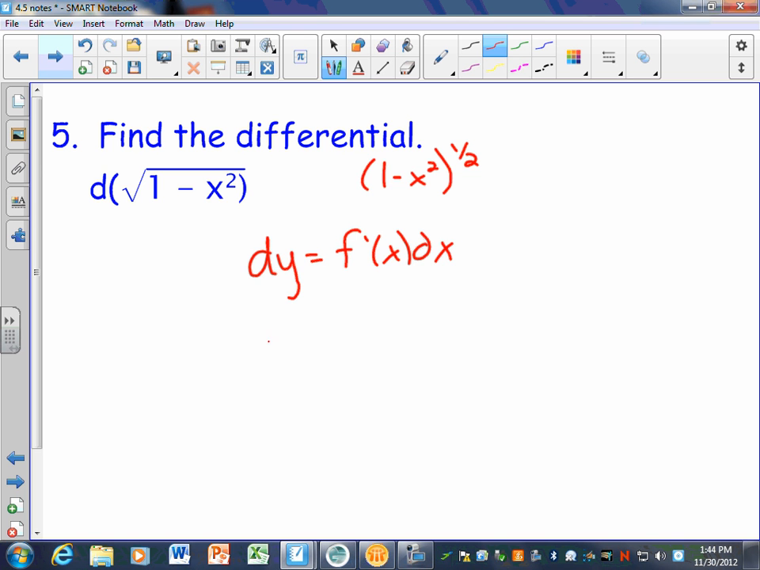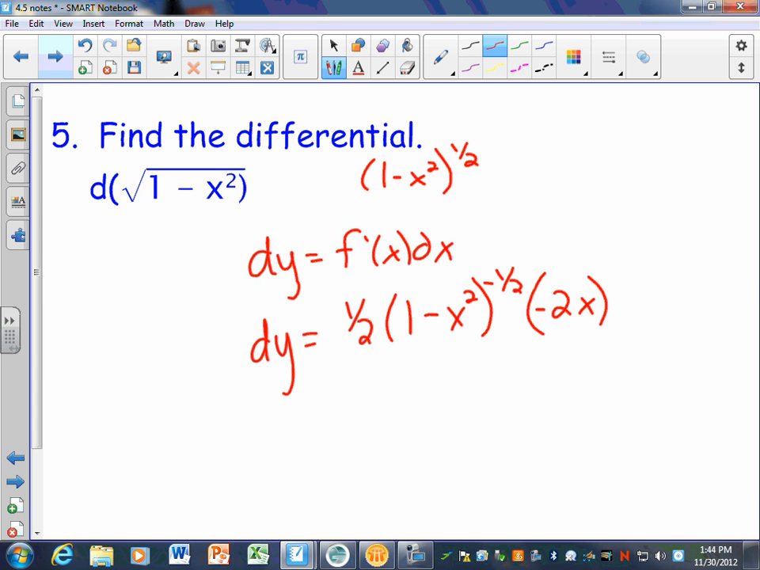So my derivative, again, this is a chain rule problem. So that's 1/2 times 1 minus x squared to the negative 1/2. Don't forget the derivative of the inside would be negative 2x. And then we just attach that dx. That's really the only difference with normal derivatives and differentials, is it's not dy over dx equals. Put that dx over here. And then obviously I want you to simplify this.